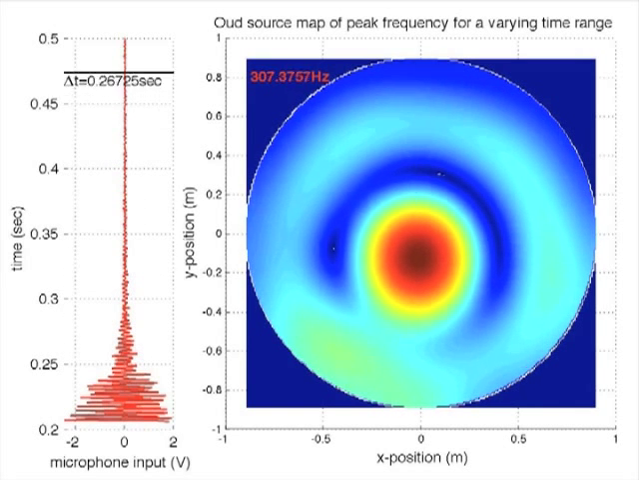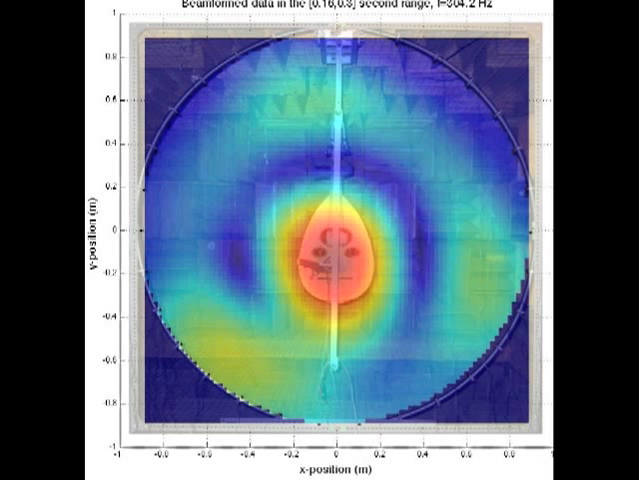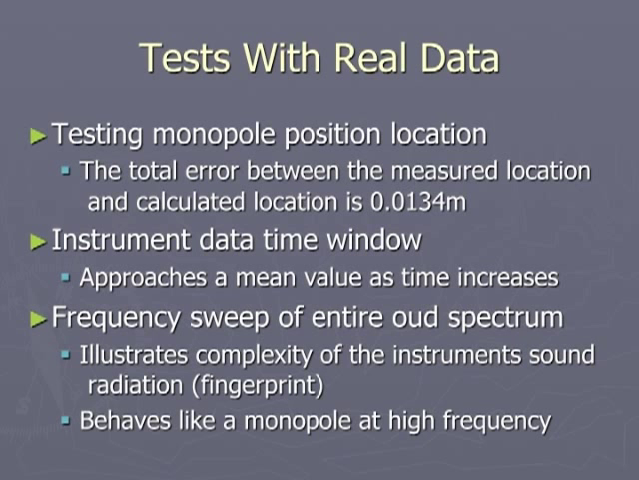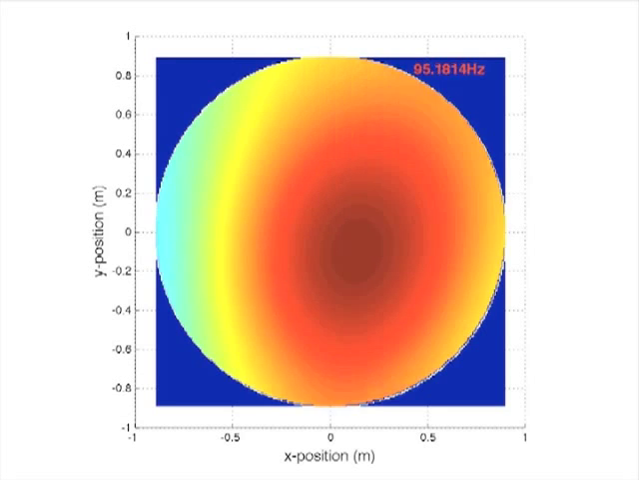As can be seen in the graph, the output averages out over time and the results improve. Here we show the source map of the oud for one of its major resonances, along with a photo of the actual measurement setup. In this next animation, we will show the beamforming output for this measurement configuration as the frequency is swept across the entire spectrum.